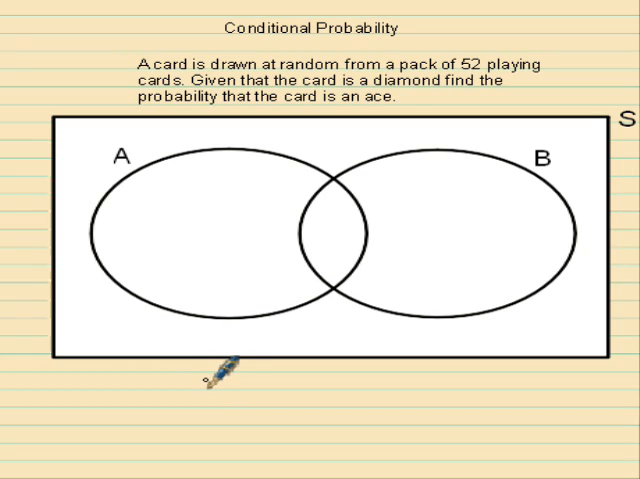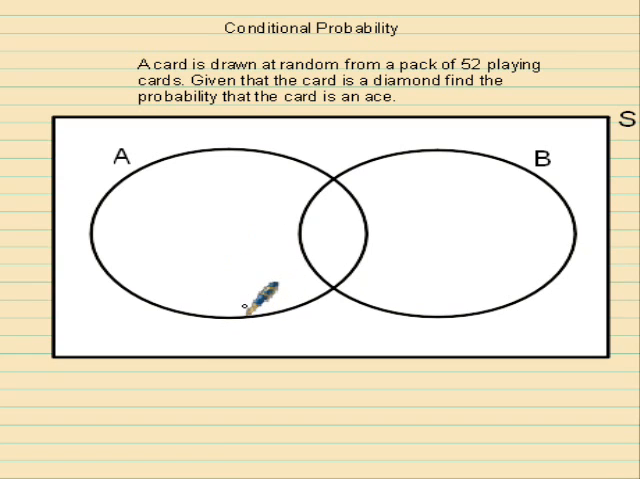Now we can view it like this. In other words, event A has already occurred because we're saying given that the card is a diamond, so we know that's occurred, and we're saying that given that that has occurred, what is the chance that it's going to be an ace. So we'll fill the Venn diagram in just the same way.